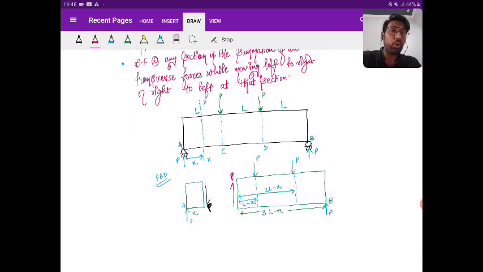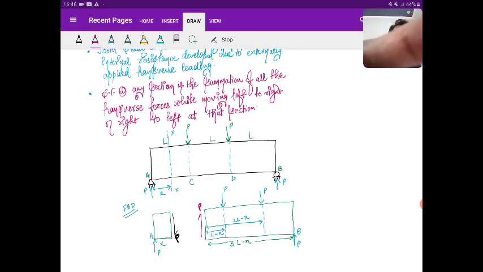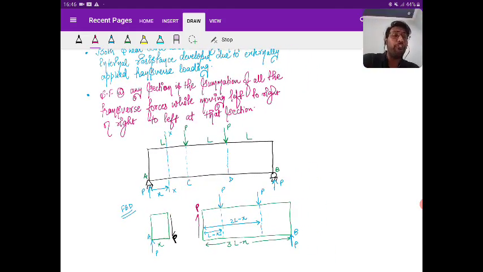And what was the definition? Look at the definition. What is shear force at any section? It is the summation of all the transverse force while moving left to right or right to left at that section. Now, if I move left to right from A to H, I see the upward force of P. That is the shear force value will become P. Similarly, if I move from right to left, that net force is P. That is the definition.